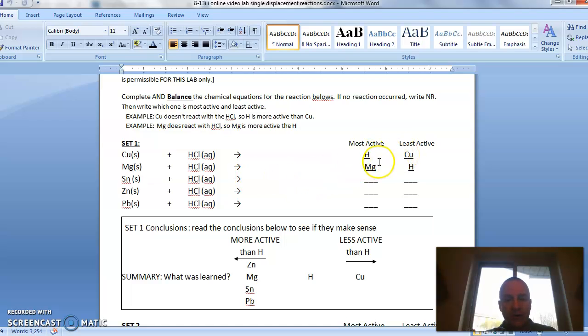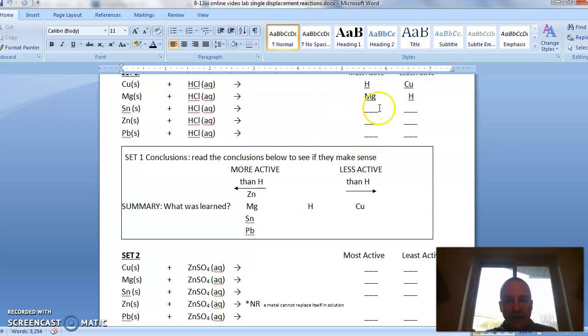So you'll go through. The first two are done for you in terms of what you're doing here. None of the equations are balanced for you, so you'll need to balance all the ones where a reaction happened. If a reaction doesn't happen, you would just write NR. And then you'll fill out the remaining things. So if tin reacted with the hydrochloric acid, you would know that Sn is more active than H. After you have this table filled out, there are a set of conclusions that are made for you already. See if you can understand how they got these conclusions.